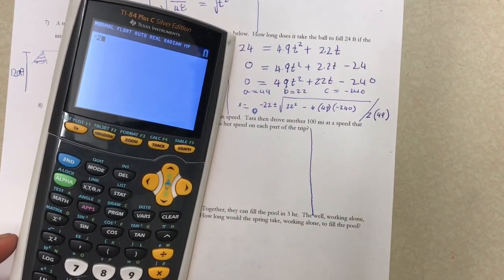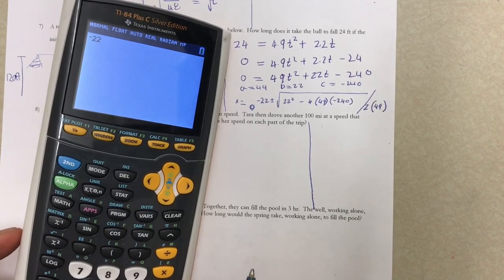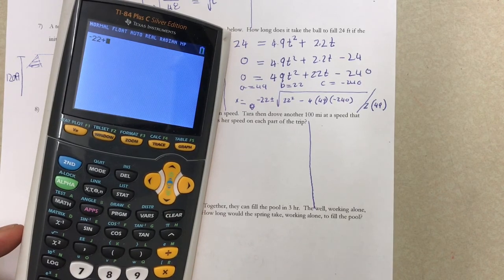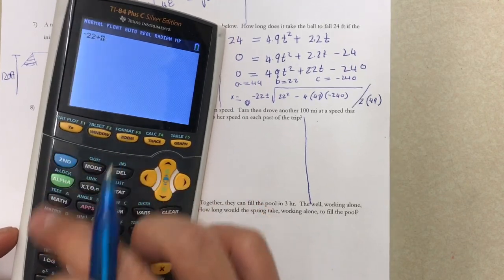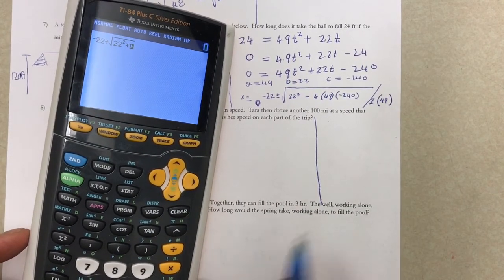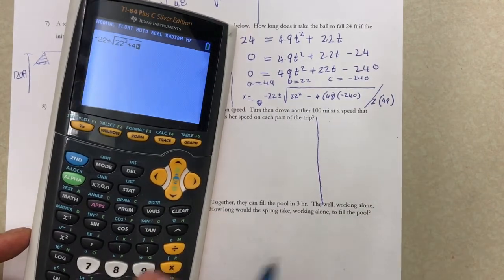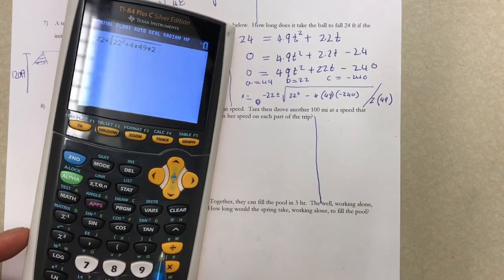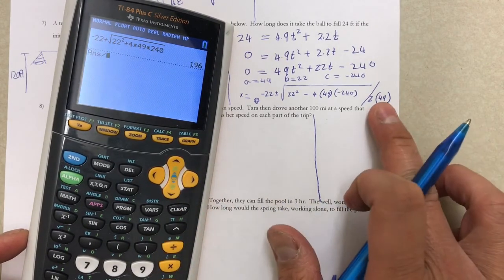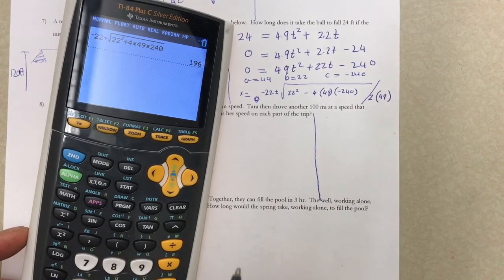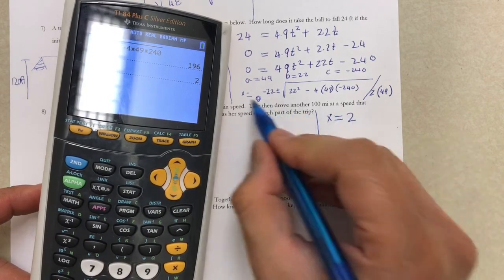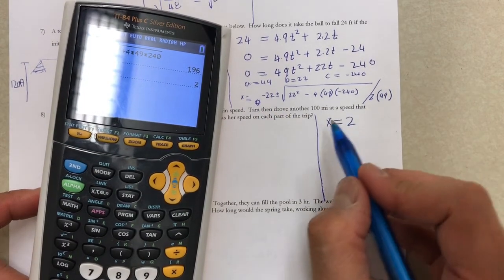So negative 22 plus or minus. For now, I'm just going to do the plus. And then we're going to take the square root of 22 squared plus, this is going to be a plus, 4 times 49 times 240. Okay. And then we're going to divide that by 98, because that's 2A. And that comes out to be 2. So x equals 2. X is really time, so time equals 2.